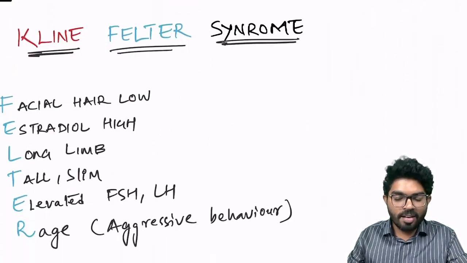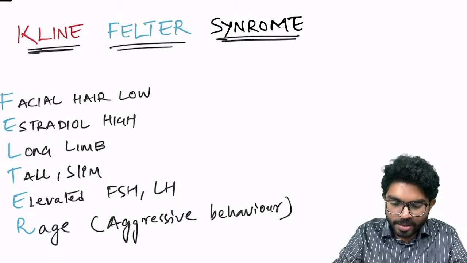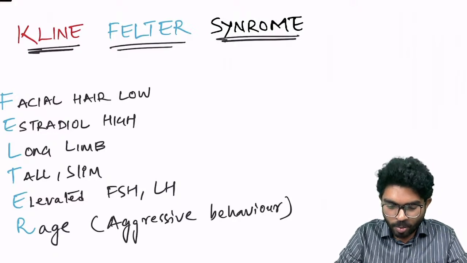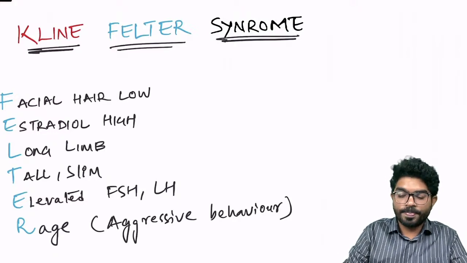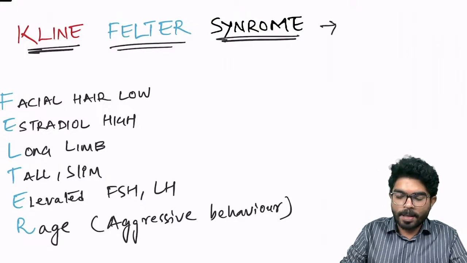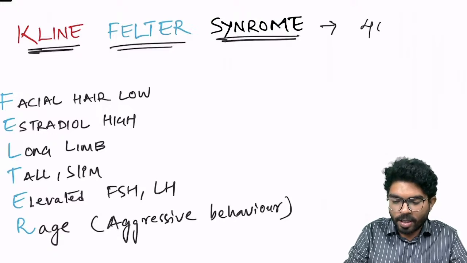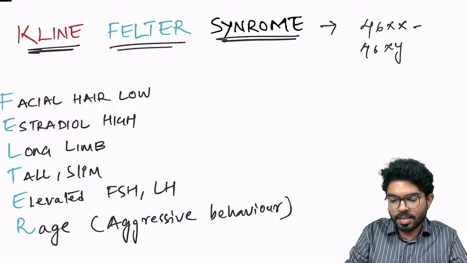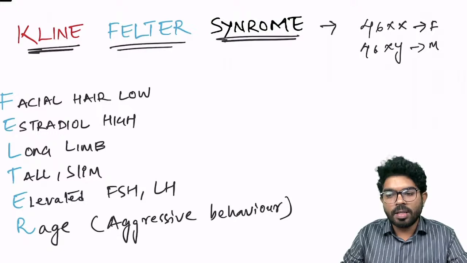The next syndrome is Klinefelter syndrome that most of us are familiar with. Can you tell me how many chromosomes are present in these individuals? Normally humans are going to have 46, either XX or XY. XX is going to be female and XY is going to be male. So when you're talking about Klinefelter syndrome, what is going to happen?